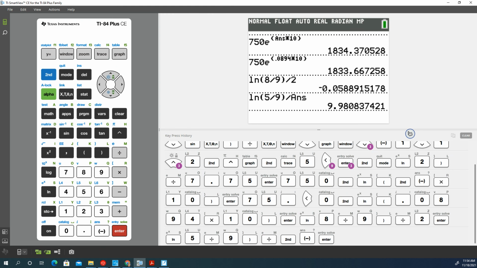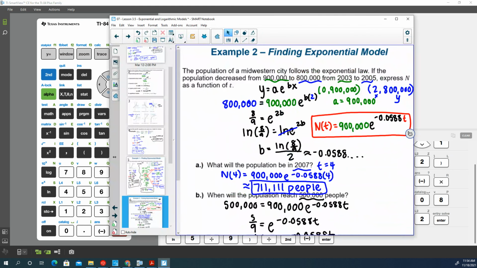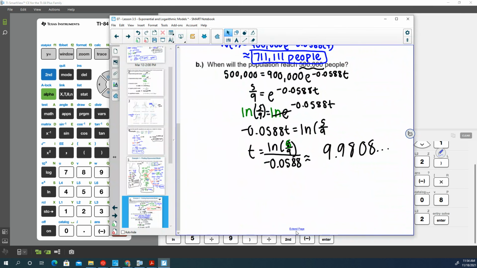It's really close to 10 years after, so what year? 2013. What a great year. That's when I graduated high school. 2013. Great year.